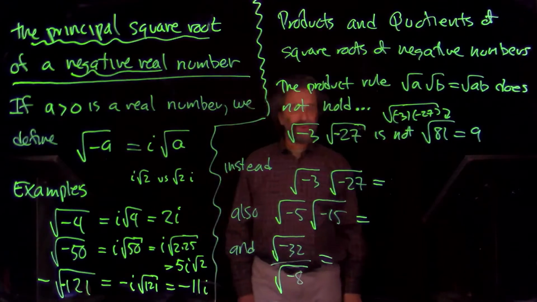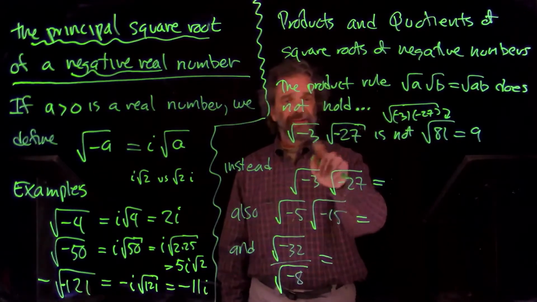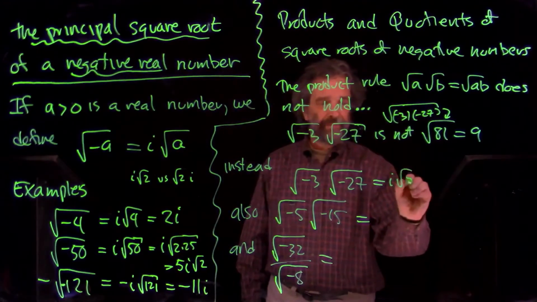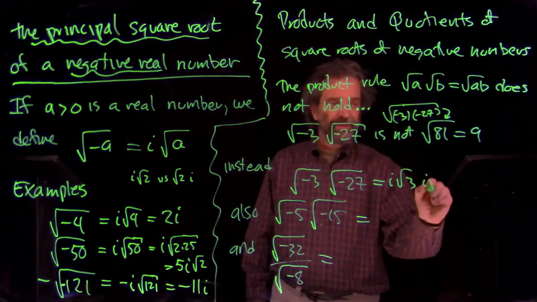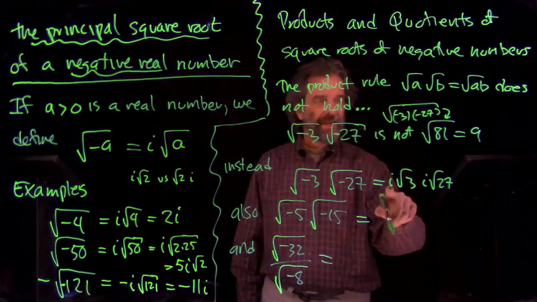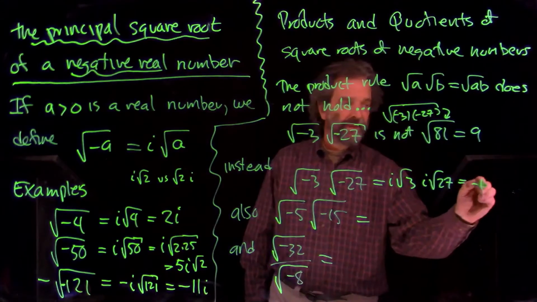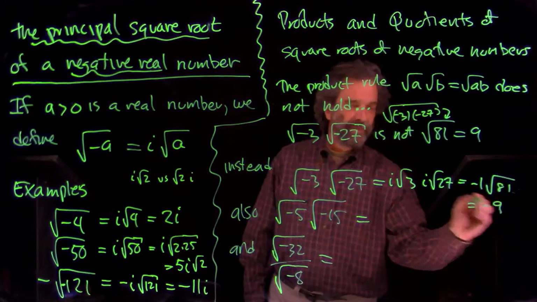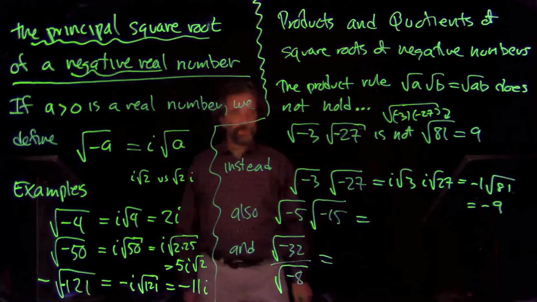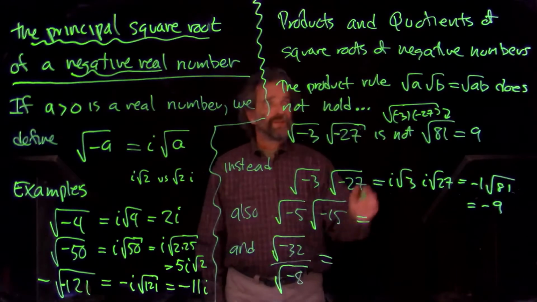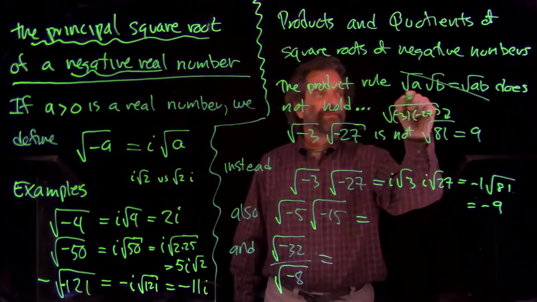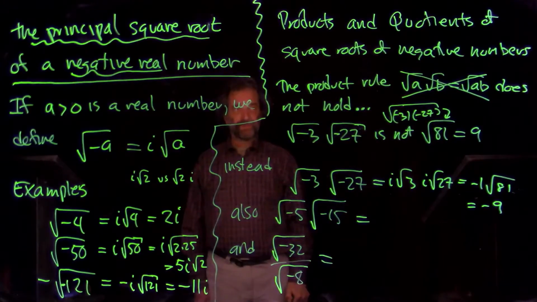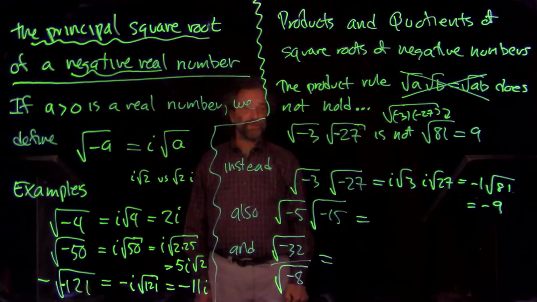And the reason why that doesn't work is, well, it would cause a conflict, right? Because if we replace the square root of minus 3 with i root 3, and the square root of minus 27 with i root 27, i times i is i squared, that's minus 1. And square root of 3 times square root of 27 is square root of 81. So you get minus 9. To avoid that conflict, we say the product rule can't be used for square roots of negative numbers. This product rule only holds for square roots of positive numbers.